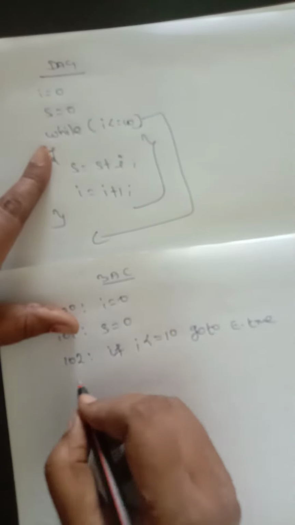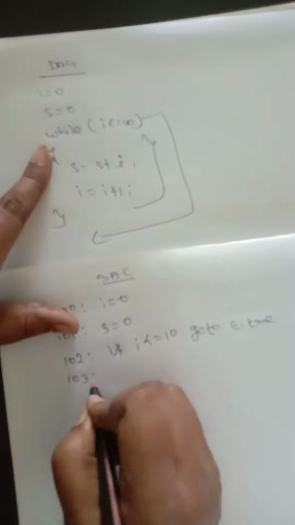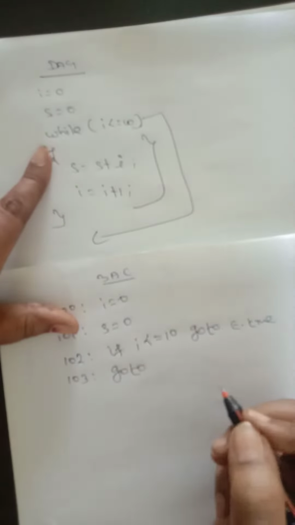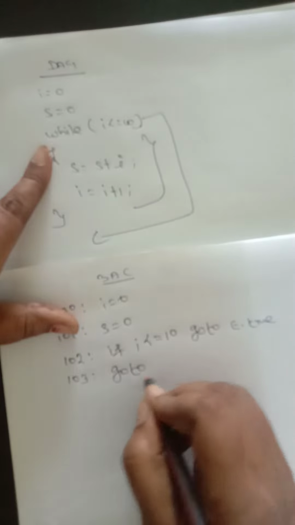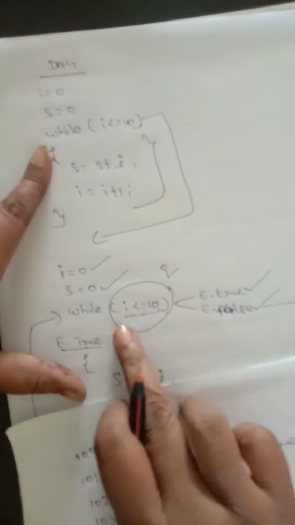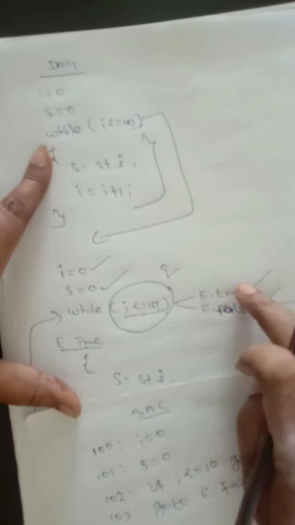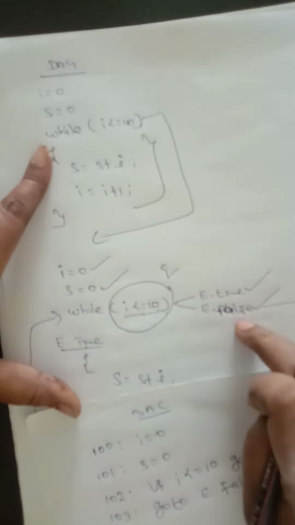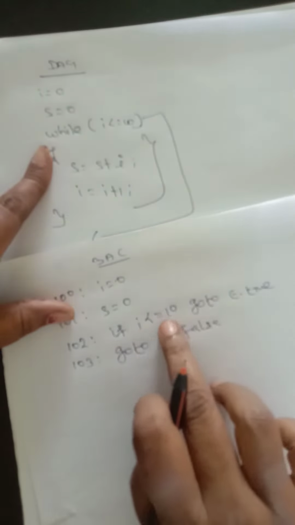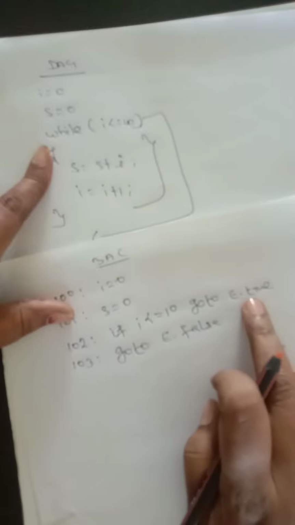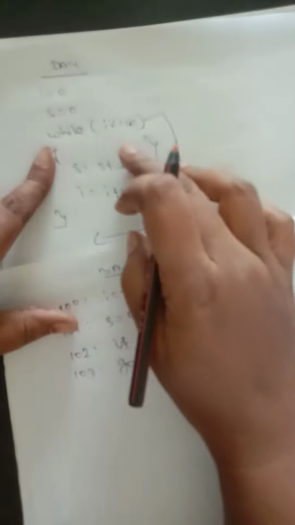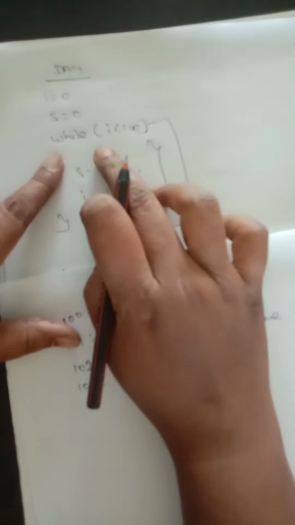Next, suppose the condition is not met, then we have to skip the entire loop. So write goto E.false. If the condition is satisfied, we execute E.true, otherwise we execute E.false. That is the statement: if i <= 10 execute E.true, otherwise execute E.false. So the entire code for the while statement is over.